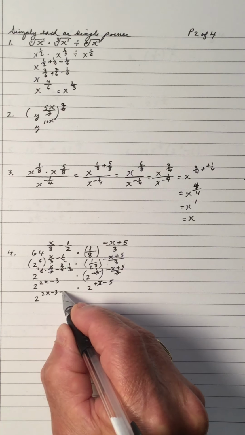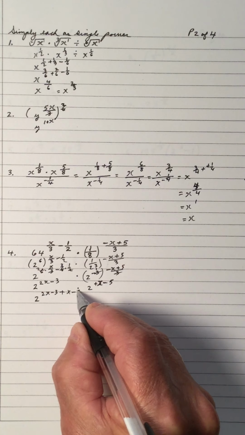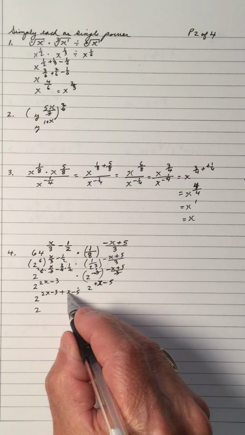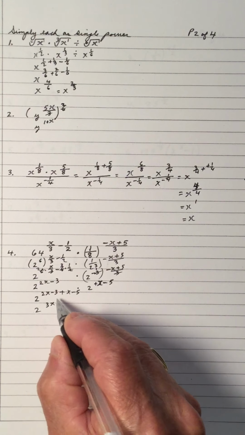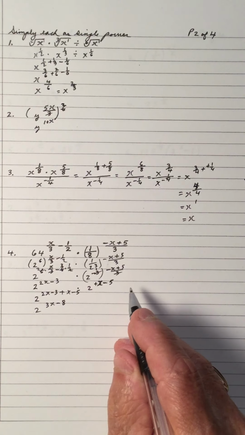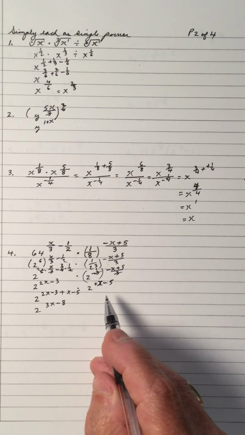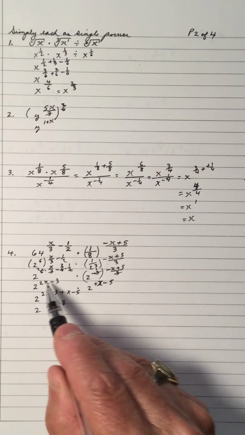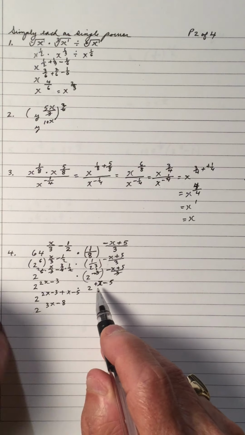add on x minus 5, and 2x add on x is 3x, negative 3 subtract 5 is negative 8. So we have it raised to a single power. Again, in order to multiply these expressions, I need the same base, so they all convert up to base 2's.